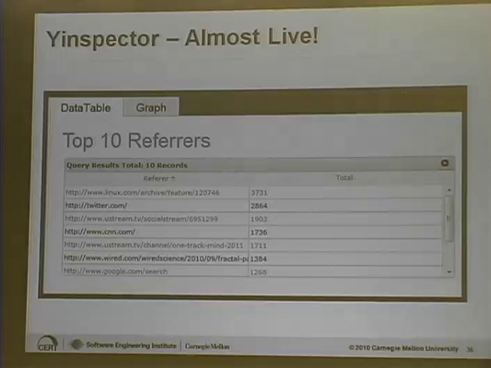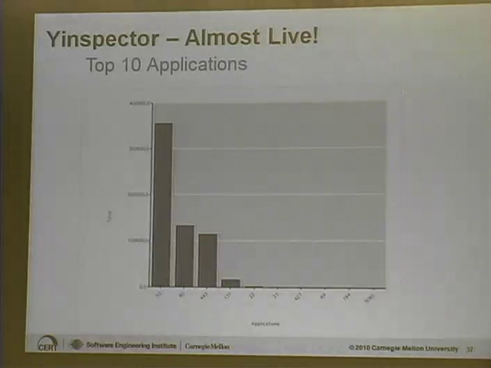The next top 10 chart is a list of the top referrers. It looks like a lot of people coming off Linux.com, a whole lot of people tweeting. Not surprising, a lot of Ustream hits, and a lot of people reading the news. The next top 10 list is a list of applications, and what's interesting to note here is this isn't necessarily the port, but the application that relates to that port. So DNS, web, secure web, a bunch of Windows file sharing, a little bit of SSH and FTP traffic.